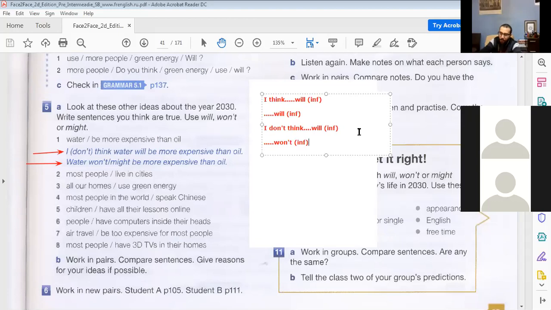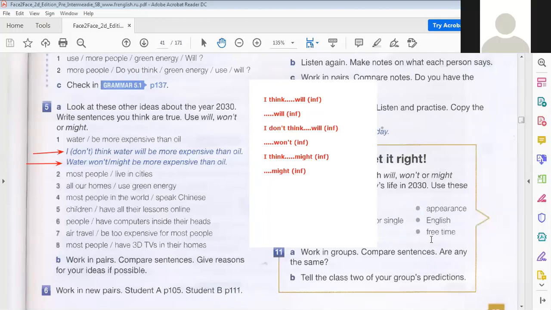If you want to use might, that's fine. And you can use it with I think something might, again, infinitive, same grammar. Or you can just say blah, blah, might, infinitive. Do you get the idea? So these are the few different ways you can use to talk about these ideas. So who would like to start with number 2, the one about people living in cities? Who would like to give this a try?